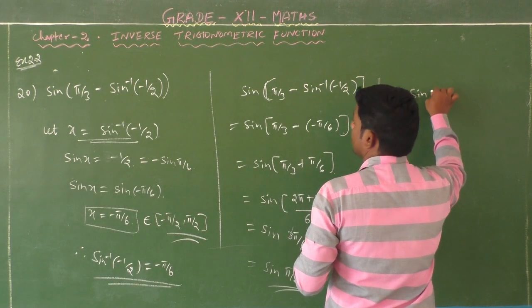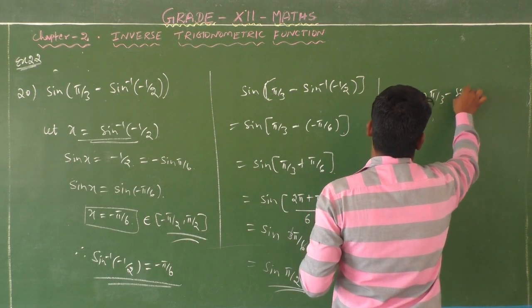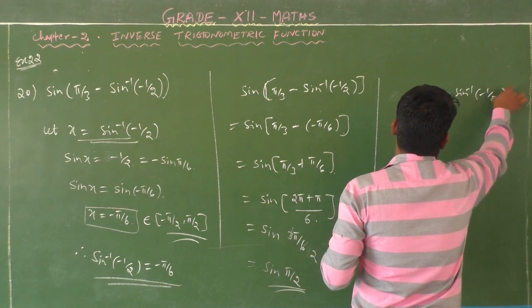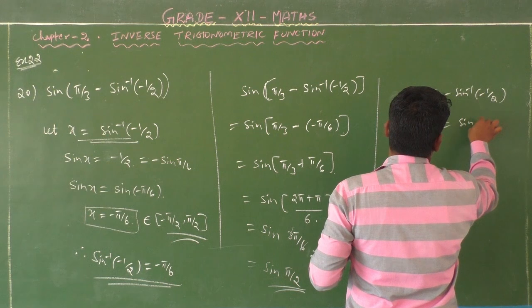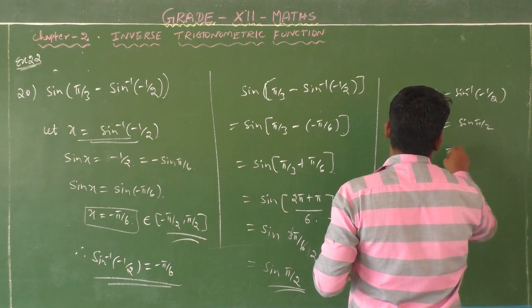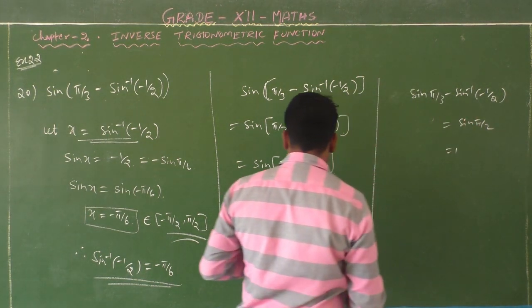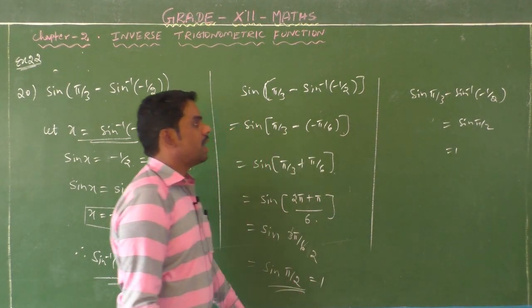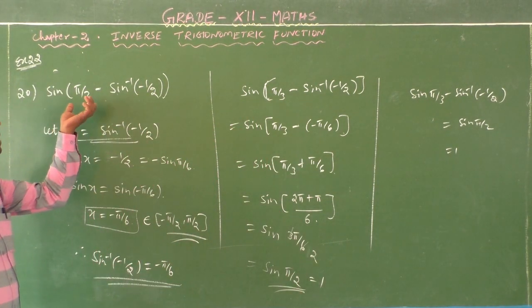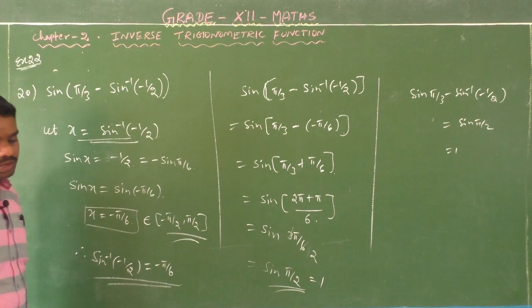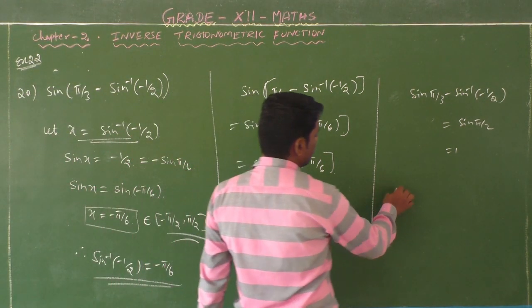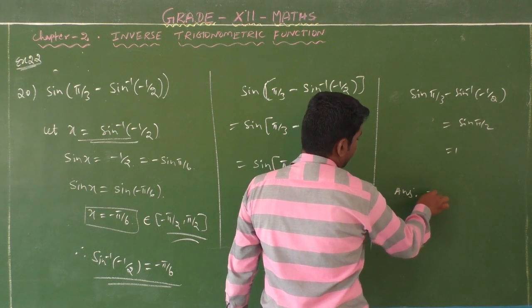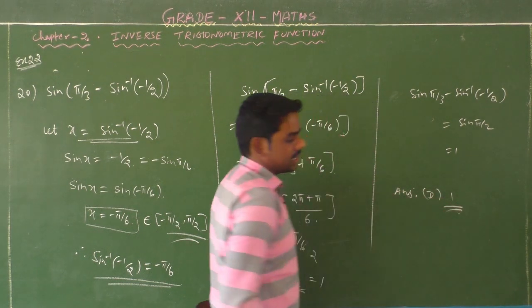So the value of the given question, sine of pi by 3 minus sine inverse of minus 1 by 2, is equal to sine pi by 2. Sine pi by 2 value is 1. So the value of the given question is equal to 1. So the answer is option D, 1. This is the correct answer.